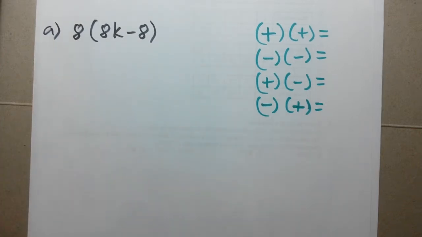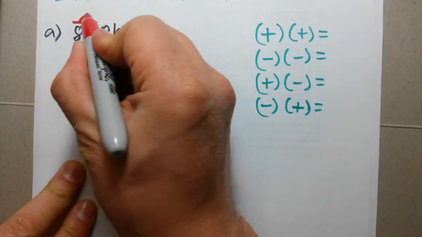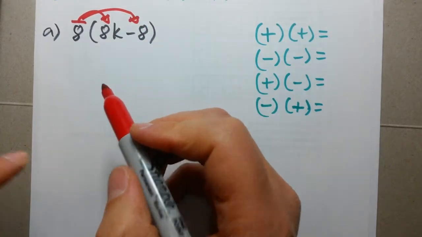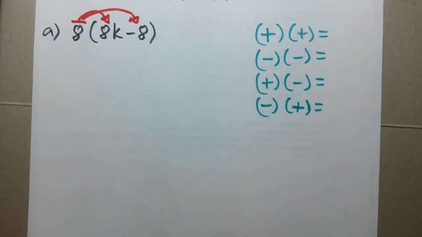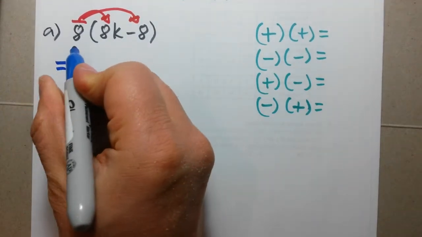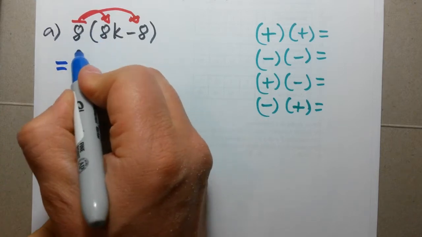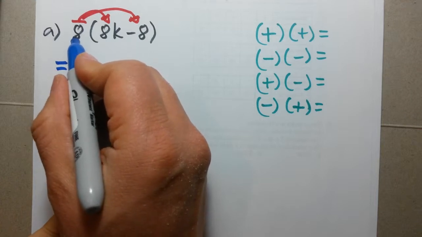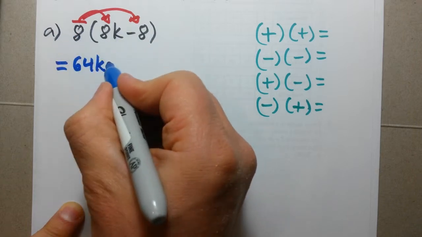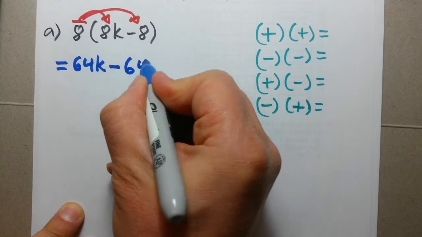And for that, we use something called, if you remember, the distributive law, which means we multiply the 8 times each of these expressions, right? And we have to take care of the signs. So let's begin. We have 8 times 8k. So we write our equal sign. We take care of the signs first. So since there's a positive here and there's a positive here, it becomes positive 8 times 8, 64k. And then positive times negative gives you negative 8 times 8, 64.